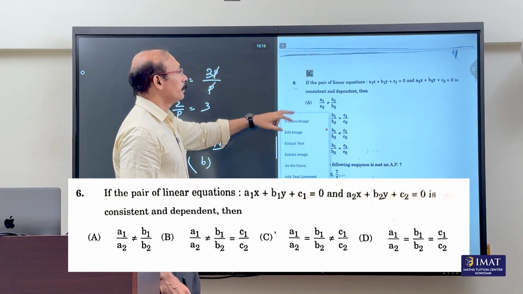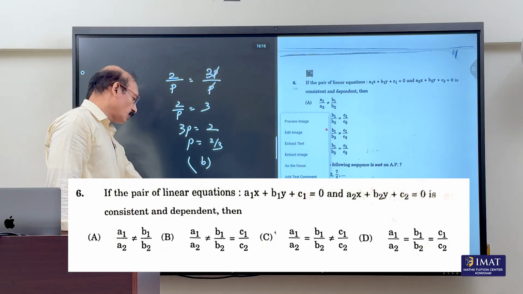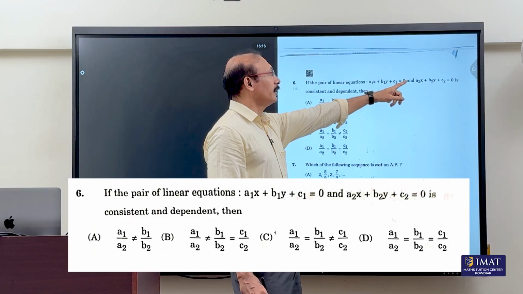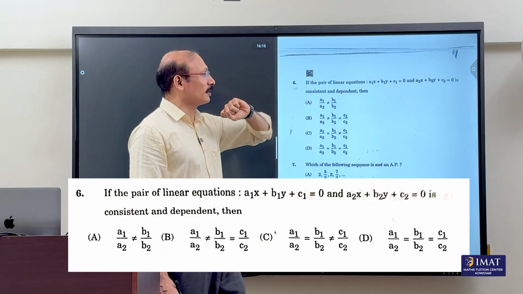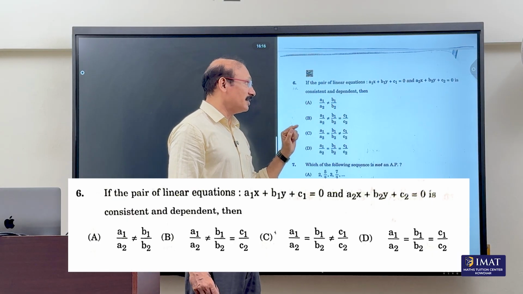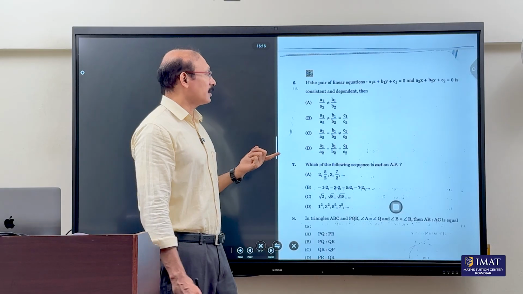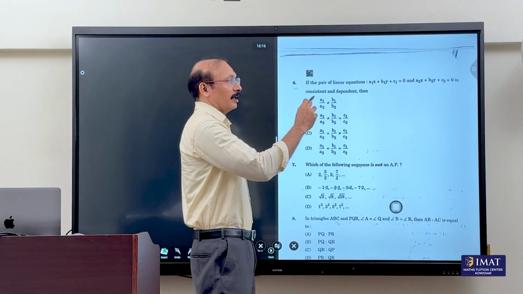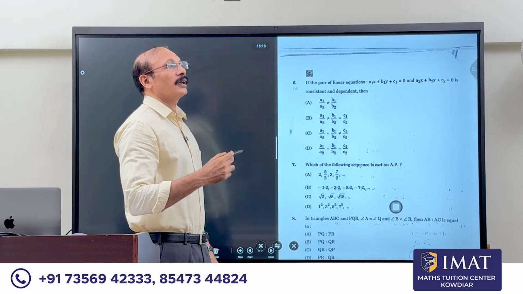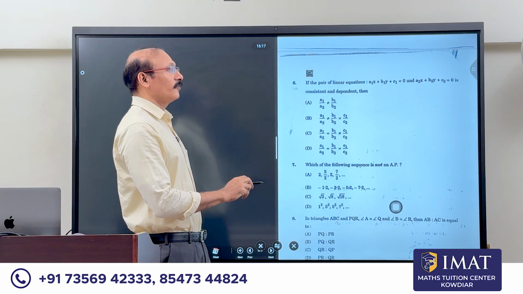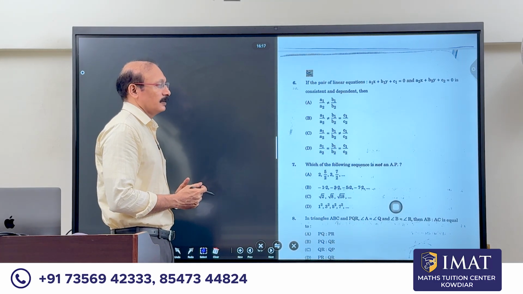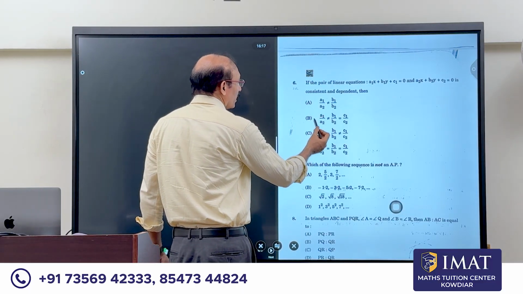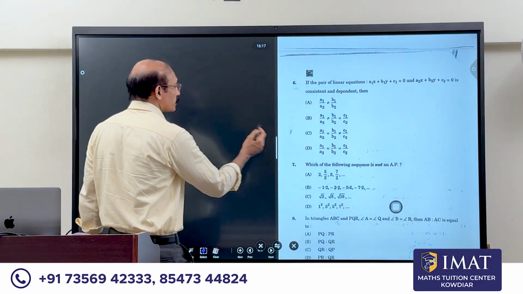Question number 6. If the pair of linear equations a1x plus b1y plus c1 equal to 0 and a2x plus b2y plus c2 is equal to 0 is consistent and dependent. Consistent and dependent means as the value of x changes, you get value of y, or as the value of y changes, you get the value of x, which means they are dependent. The option is D.